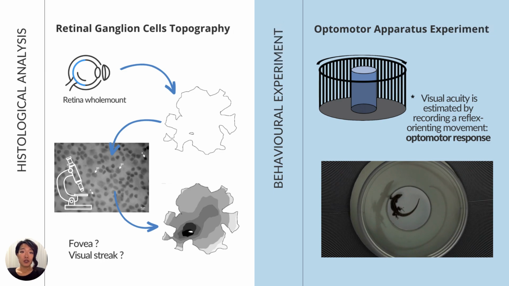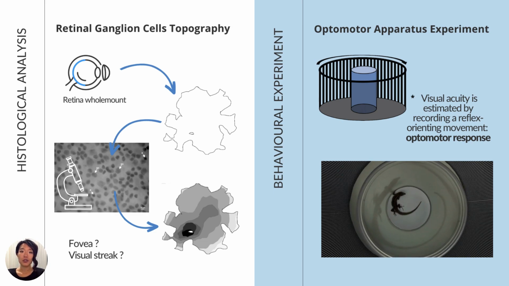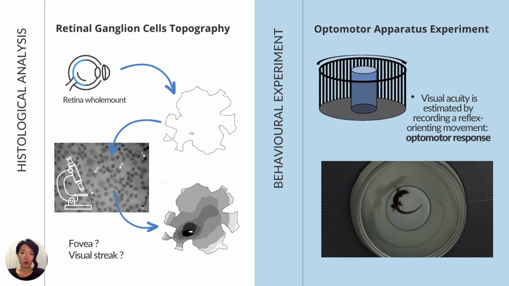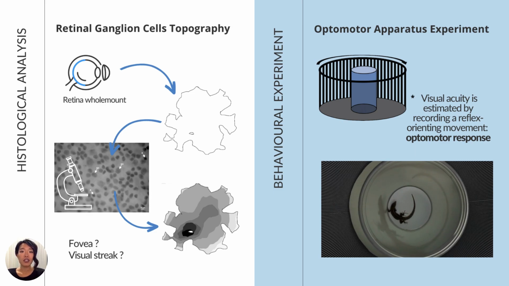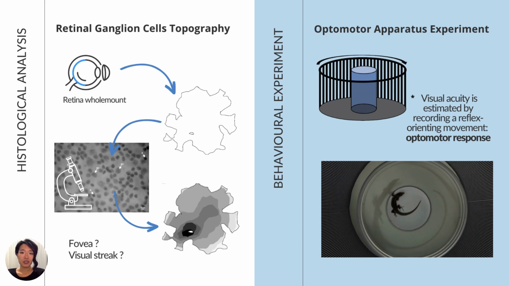So because vision relies on the projection of an object image onto the retina, its effectiveness is constrained by several ocular parameters, such as the density of photoreceptors. So here we sought to obtain a retinal ganglion cell topography to estimate the visual acuity histologically. So we prepared a retina whole mount to count the number of these cells and made the topographic distribution map. And we searched for any area showing a particularly high amount of these cells, such as a fovea or a visual streak.